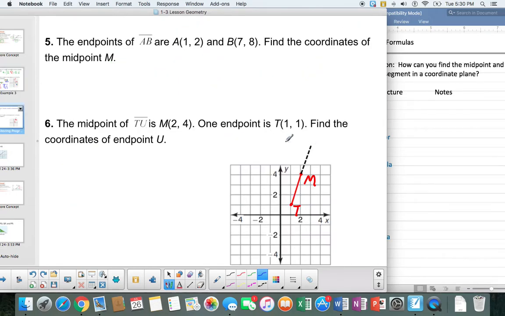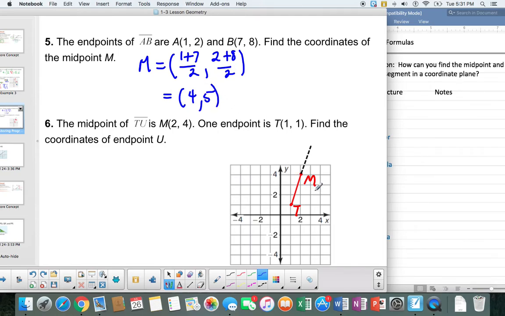Okay, why don't you try it? Stop the screencast and try this on your own, and then go ahead and start it up again. And I'll go ahead and write down the answer after you try it on your own. Okay, so this particular answer, M, will be equal to 1 plus 7 divided by 2 and 2 plus 8 divided by 2. So the answer will be 4 comma 5.